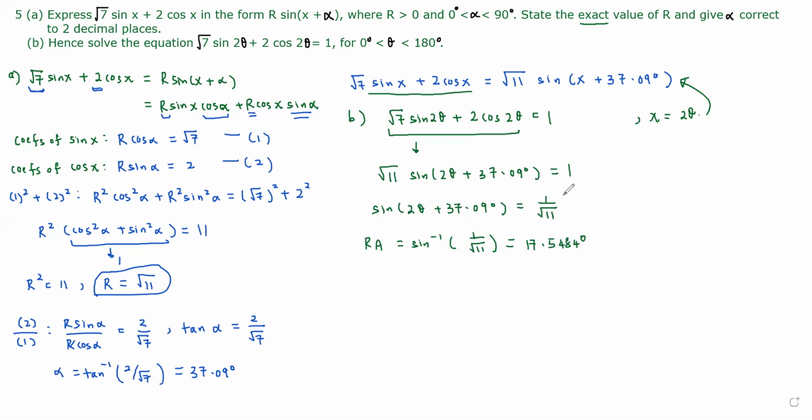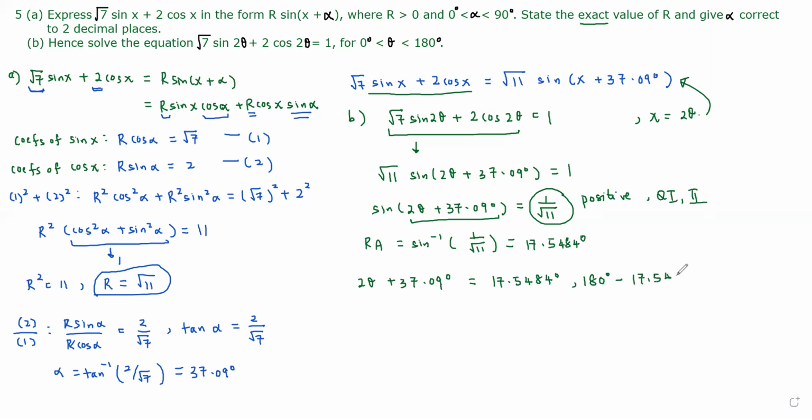Look at this part here. This is positive, and sine is positive in quadrant 1 or quadrant 2. Then this angle here, 2 theta plus 37.09 degrees, should be a quadrant 1 or a quadrant 2 angle. Quadrant 1 is just the reference angle, 17.5484 degrees, and quadrant 2 is 180 degrees minus 17.5484 degrees.